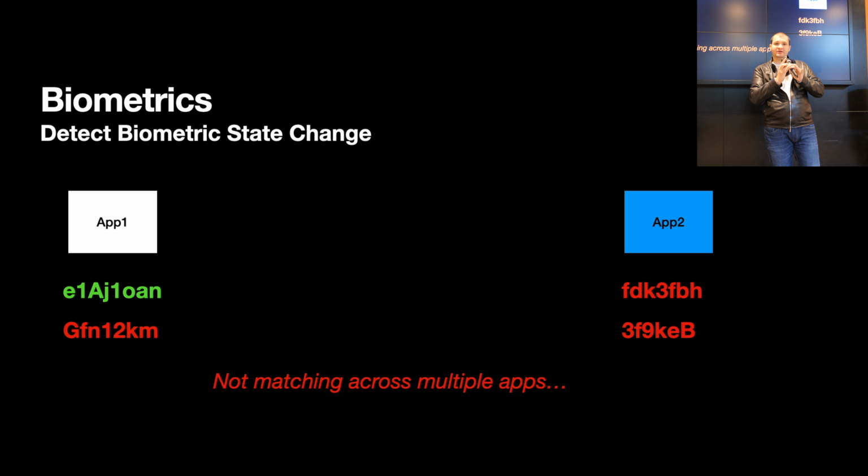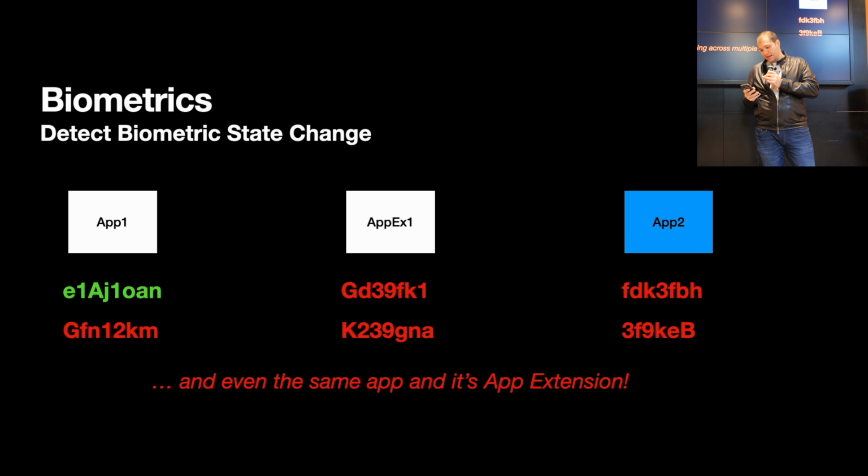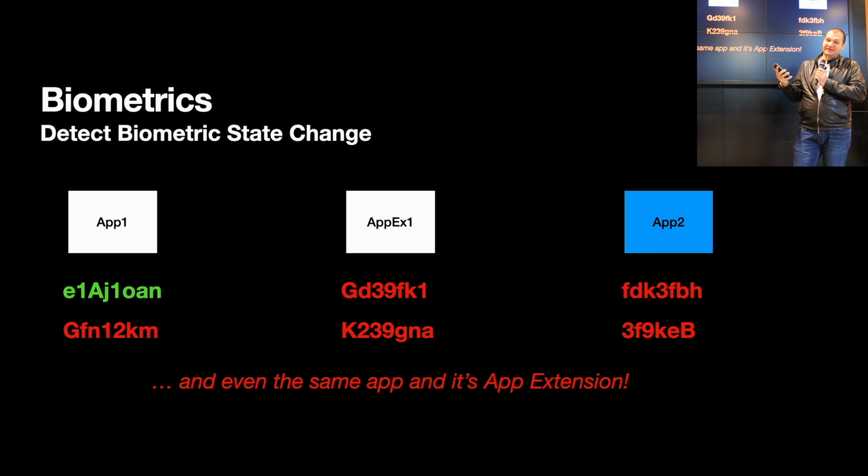But the problem is that it's not matching across multiple apps. So if you have two apps belonging to the same developer, and you would like to enroll your biometry only in one of those apps, and reuse across all of them, that wouldn't work. And most importantly, it's not even shared across the app extensions. Almost every app extension has a different app ID, and in a sense, it's a different app.